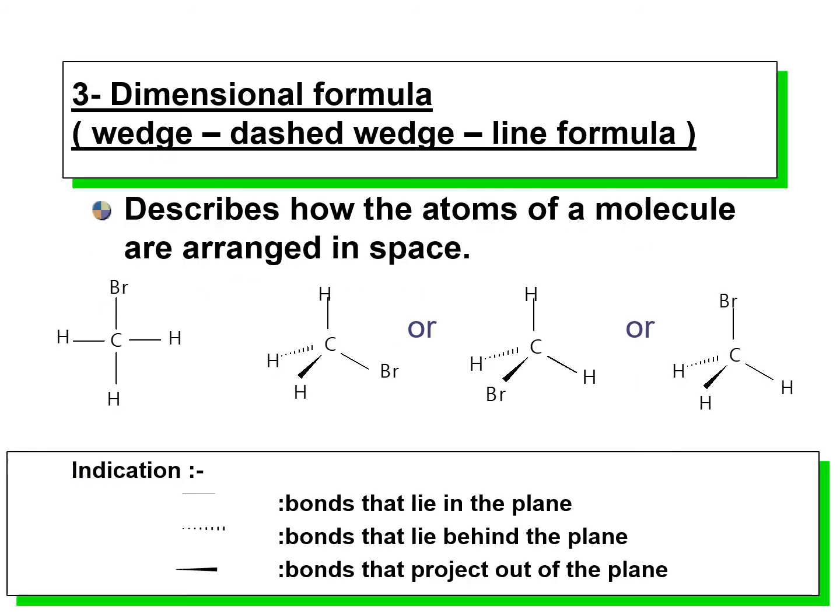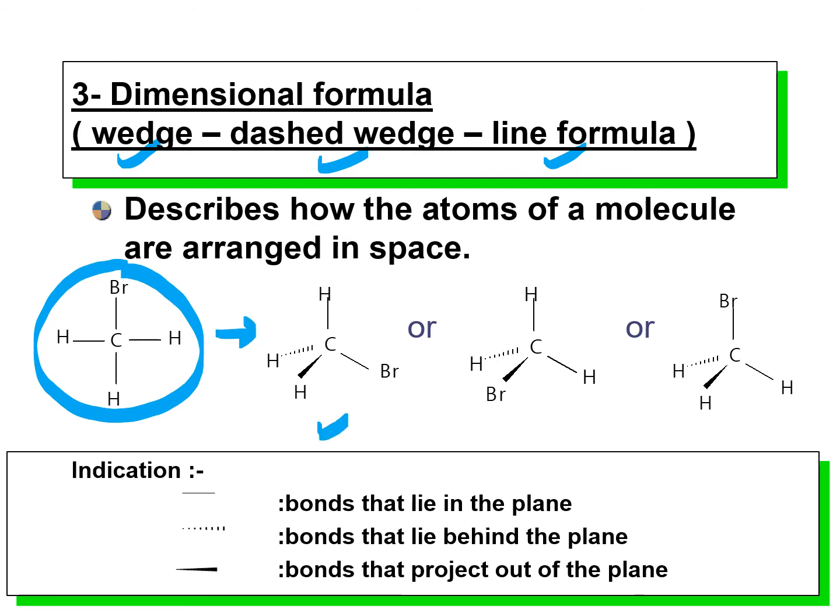To describe how atoms of a molecule are arranged in space, we can draw the structural formula using 3 dimensions. We can make use of wedge, dash wedge, and line formula to draw in 3 dimensions. For example, for this molecule CH3Br, we can draw either like this, or this.